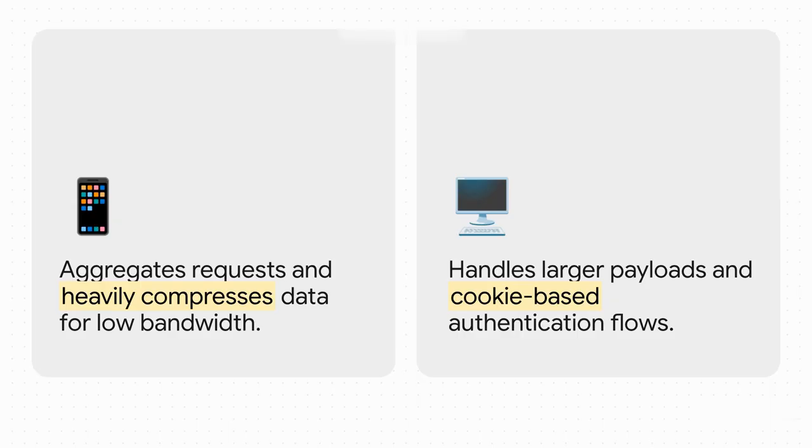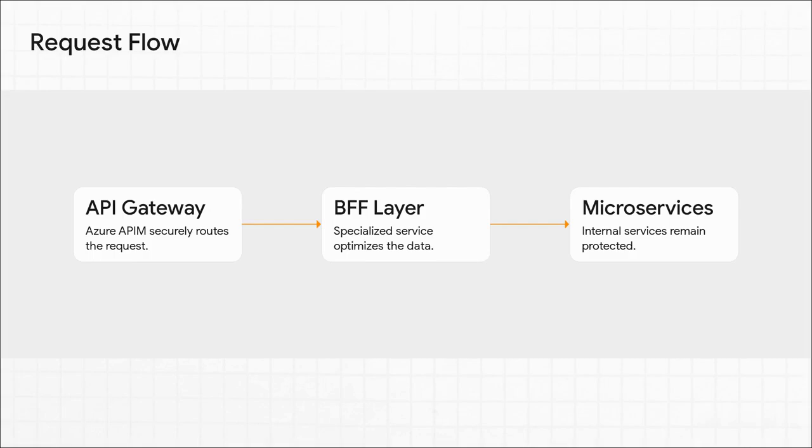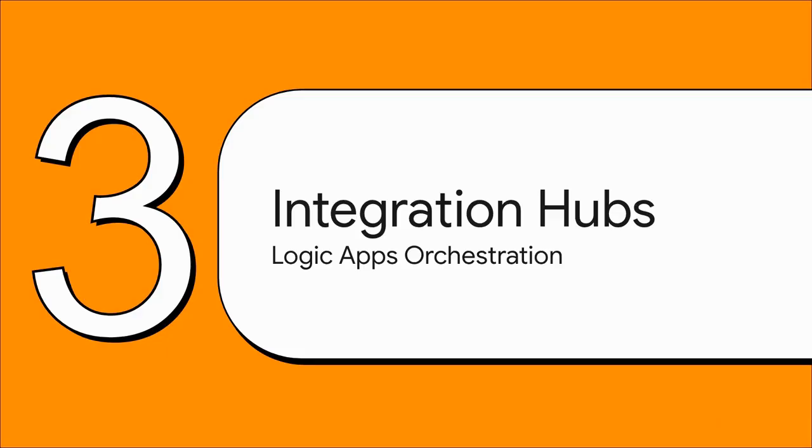It's a win-win. So the crucial takeaway here is the strict sequence of how a single user request flows through this architecture. Step 1, the request hits Azure API Management, which is our overarching gateway. Step 2, APIM securely routes that request to the appropriate backend for front-end layer. And finally, Step 3, that BFF makes the highly optimized calls down to your internal microservices. By enforcing this layered sequence, your internal microservices remain completely abstracted and protected from the chaotic demands of the outside world. Let's keep moving and see how we orchestrate the actual workflows behind the scenes.